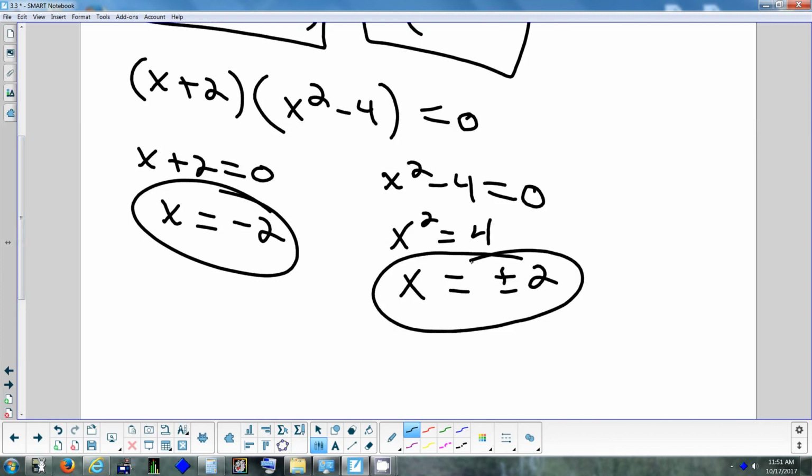So what are the three answers here? -2, -2, plus 2. So not all your answers have to be different. Two of the answers are the same. -2, -2, plus 2. But there's still three answers. They're just not all unique. We call that -2 a double root because it occurs twice.